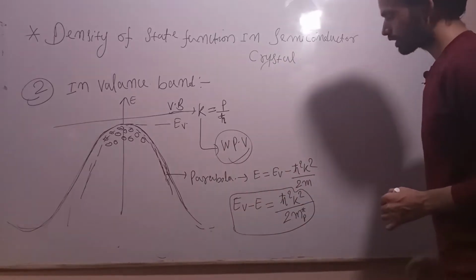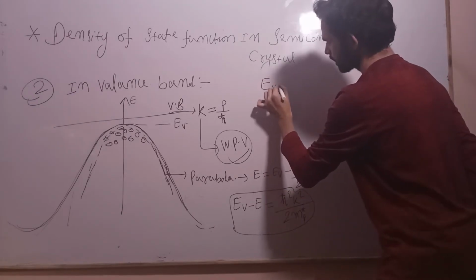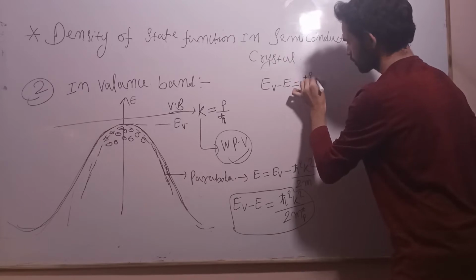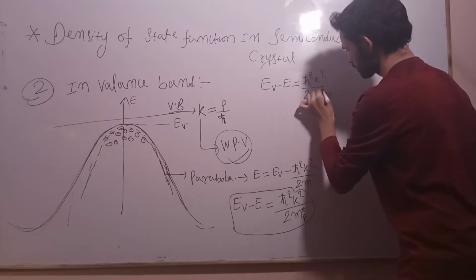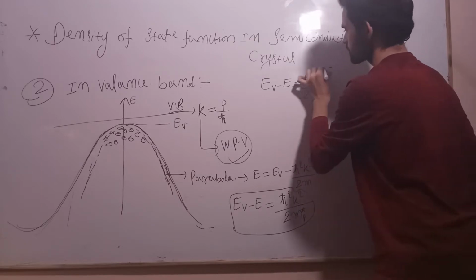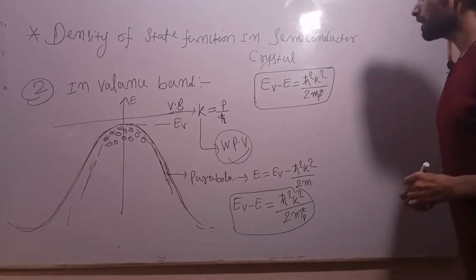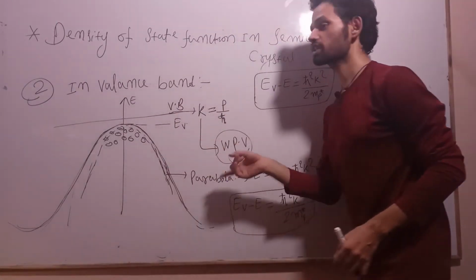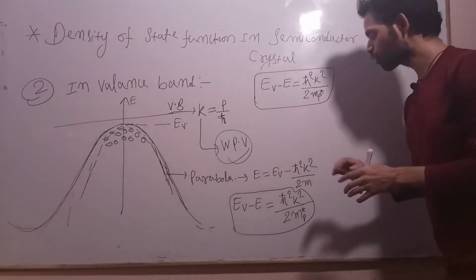So this is my effective mass of hole. Ev minus E is equal to ħ²k² divided by 2mp*, where mp* is the effective mass of hole in the valence band. Similarly, the effective mass of an electron in the valence band is negative, while this effective mass of hole is positive.